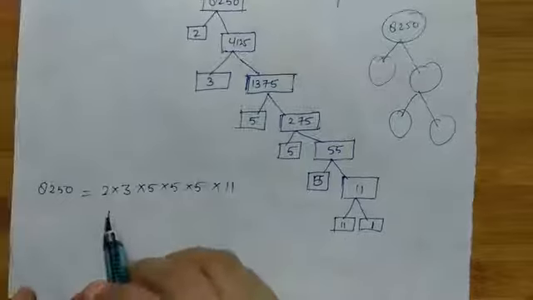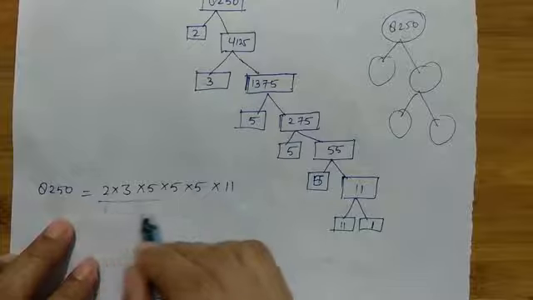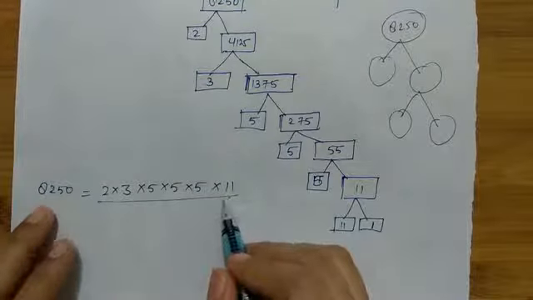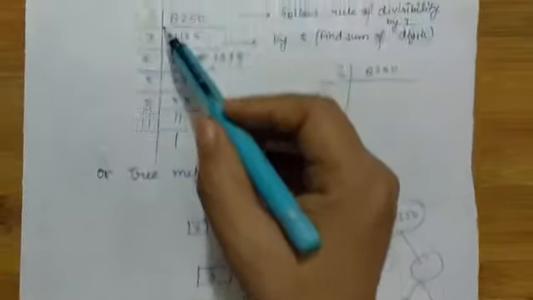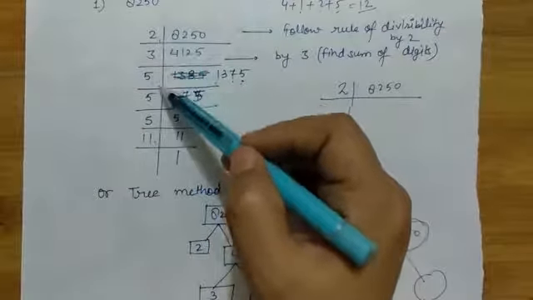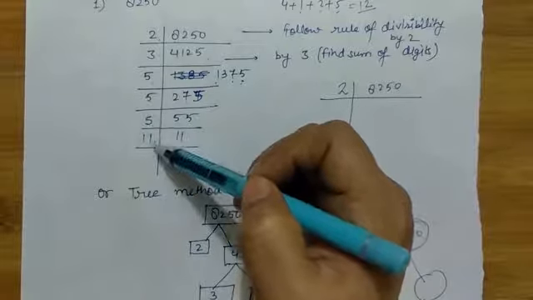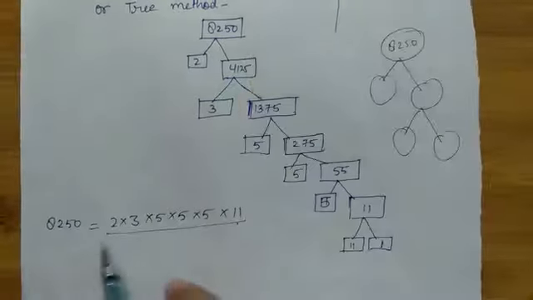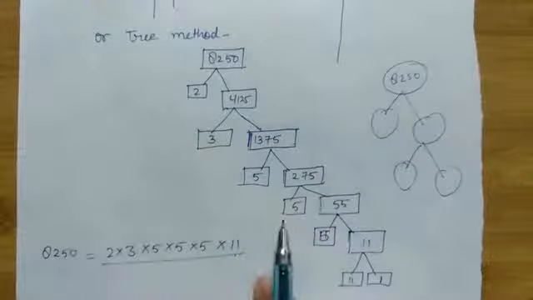At last you have to show the prime factorization like this, that is 8250, and these are the prime factors of the number 8250. So whatever numbers you have received over here, 2, 3, 5, 5, 5, 3 times you have got 5, and then you have got 11. So you have to write these prime factors with the multiplication sign. At the last, first you will solve this thing, and then at last you will solve this thing.